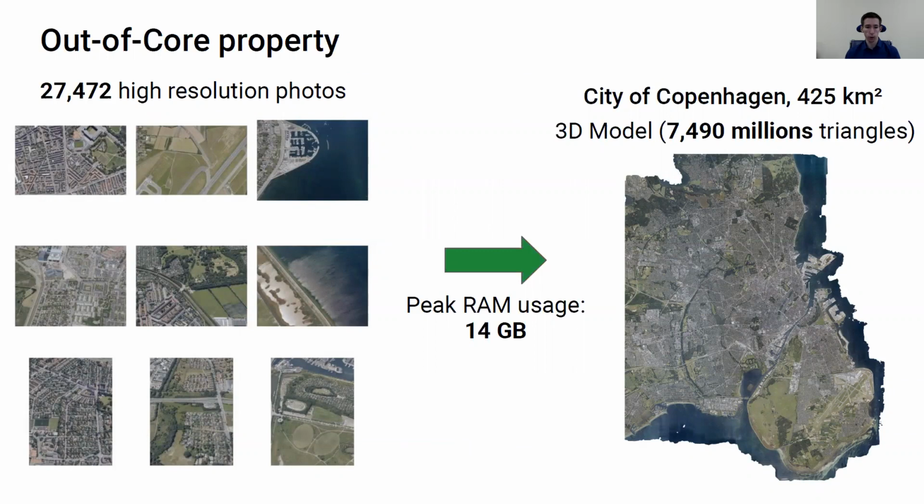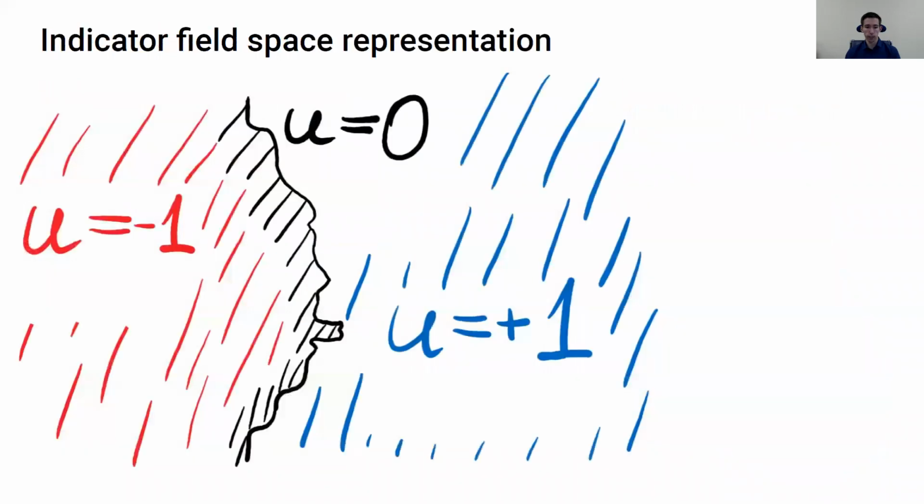of photos. For example, this allowed us to process 27,000 photos and reconstruct a 3D model of Copenhagen city with more than 7 billion triangles. It was possible on an affordable computer with 16 gigabytes of operative memory with a peak memory usage of 14 gigabytes. We base our method on previous works that used variational minimization.